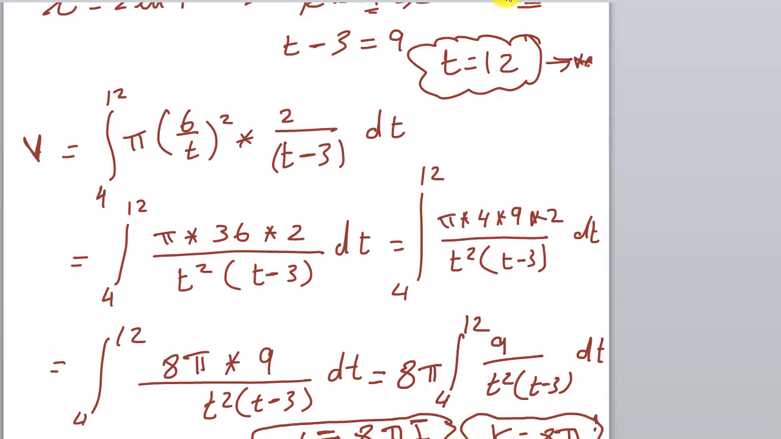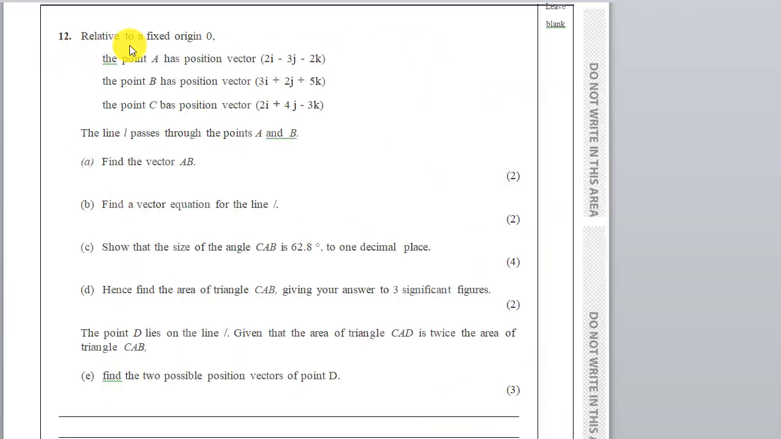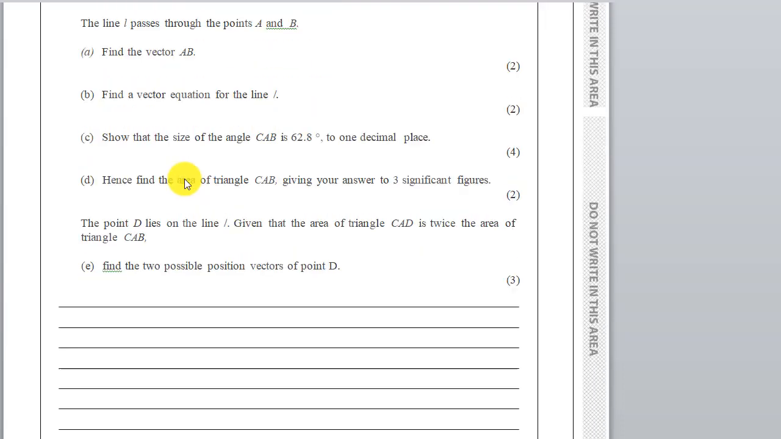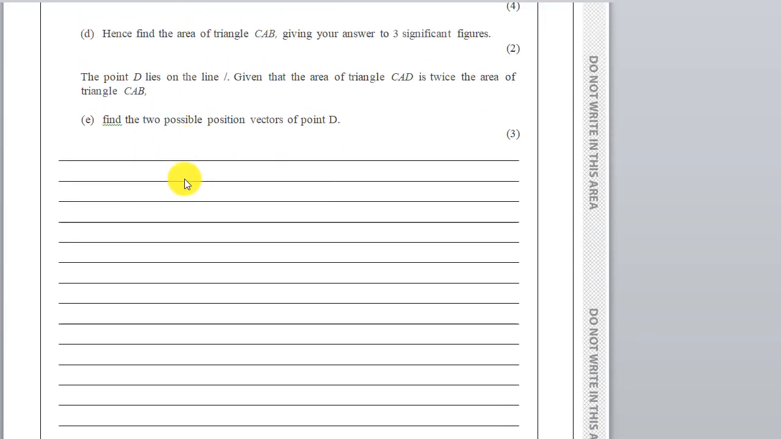Let us go ahead to another one. Relative to a fixed origin O, the point A has a position vector, and the point B has a position vector, and point C has a position vector. The line L passes through the points A and B. Find the vector AB. So this question is a direct vector question. So this is part A.